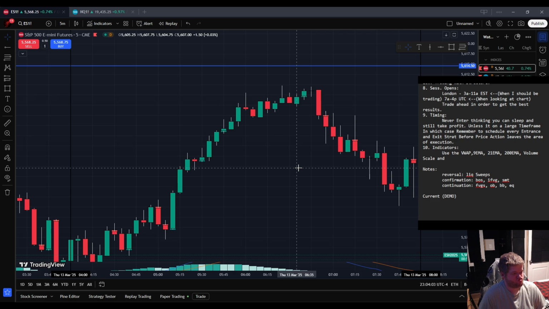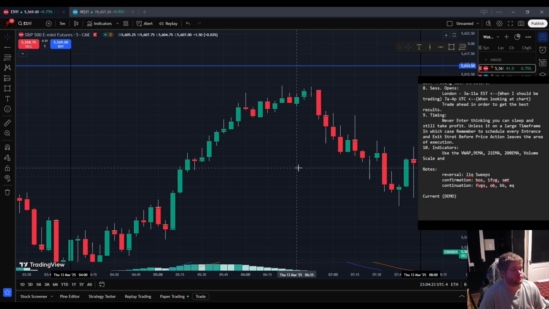Okay, so go ahead and find 5 examples of order blocks on your chart. Pause this video and find 5 examples of order blocks. Once you have done that, we're going to talk about breaker blocks, which are essentially the same thing as an order block, except just a little bit different.